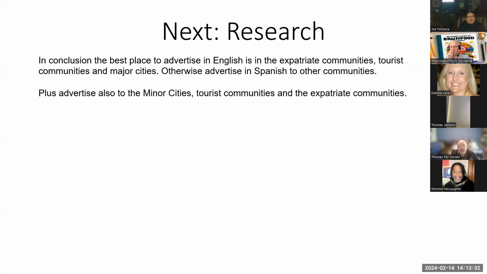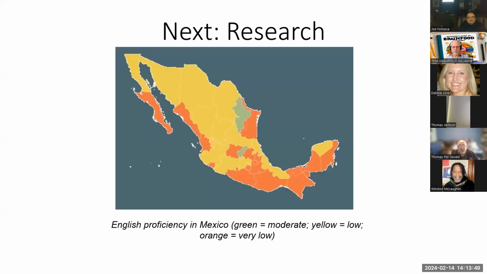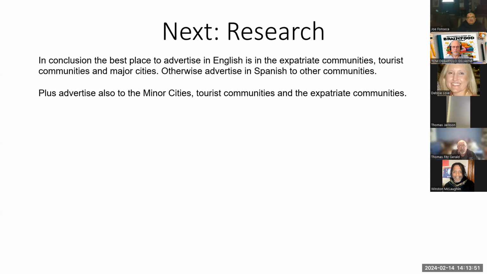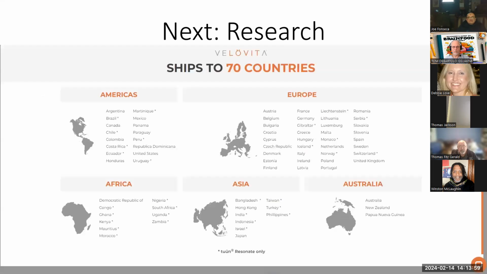In conclusion, the best place to advertise in English is in the expatriate communities and tourist communities in major cities. Otherwise, advertise in Spanish to other communities. Plus, advertise also, sorry about that, to the minor cities, tourist communities, and the expatriate communities.